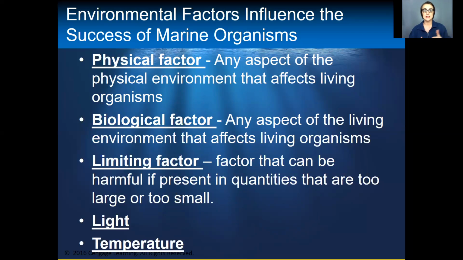This can be the temperature of the water, how much salt is in the water, or is it a coral reef, or is it a kelp forest? So these are going to be physical things that are actually going to affect the fish in the ocean. Biological factors, again, exactly what it sounds like. This is going to be any aspect of the living environment that affects organisms. So how many other fish are living there? Is there enough of a food source? These are going to be things that are also living but can still affect your species.